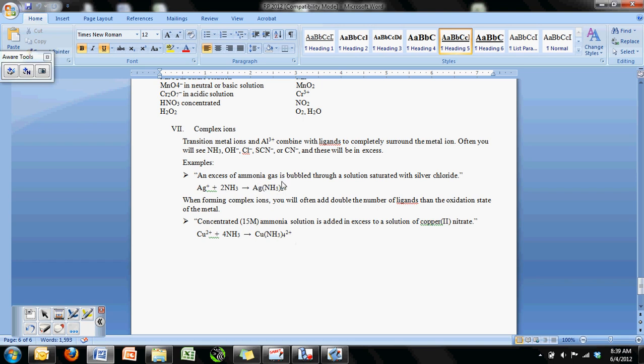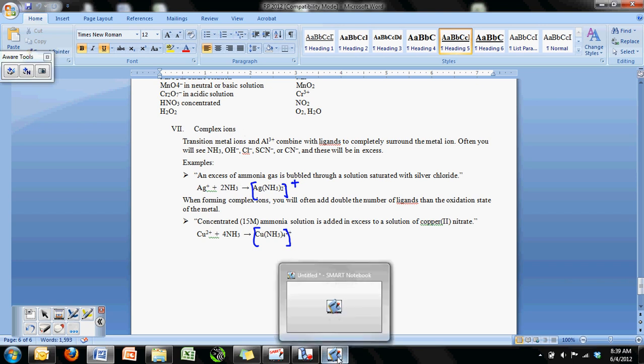These complex ions were cations. How do you know? Because there was a positive charge on them. So this is how we write them. And we'll go over complexation in detail in the chapter on complex formation. That wraps up types of reaction.